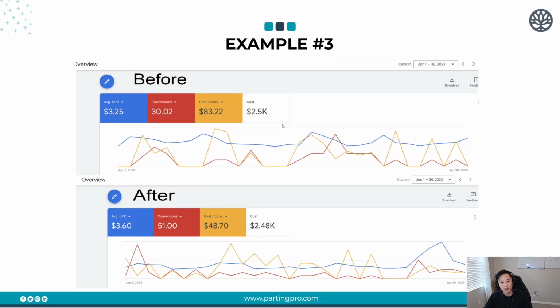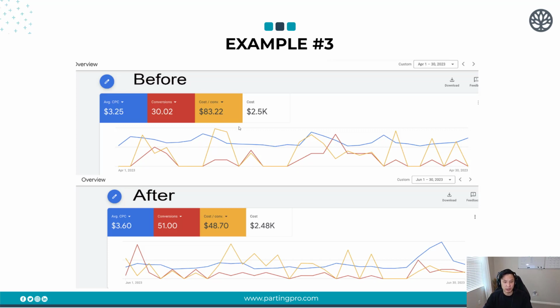Here's another example. Cost per click is about $3.25. They're getting about 30 conversions, so things are all going pretty well. They're paying about $83 per conversion, which is per lead essentially. And once again, conversions are defined differently by everybody, but in our case, it's going to be a lead, basically someone giving a phone call or putting their name and number in.